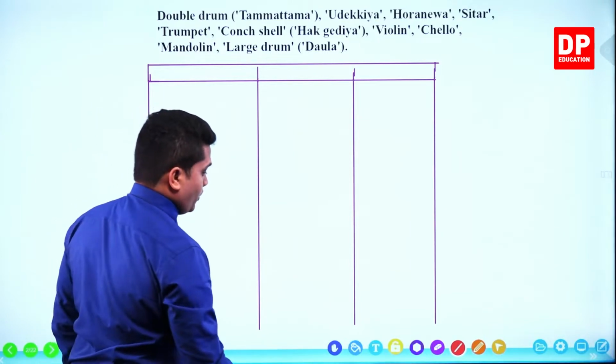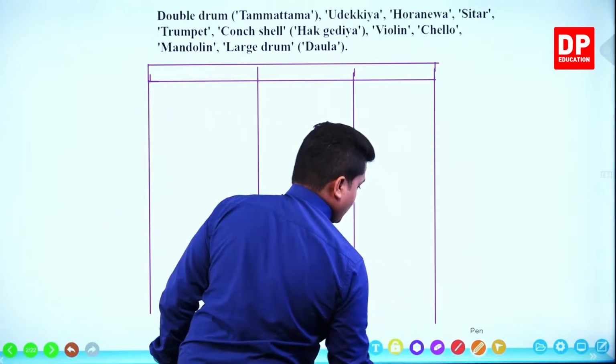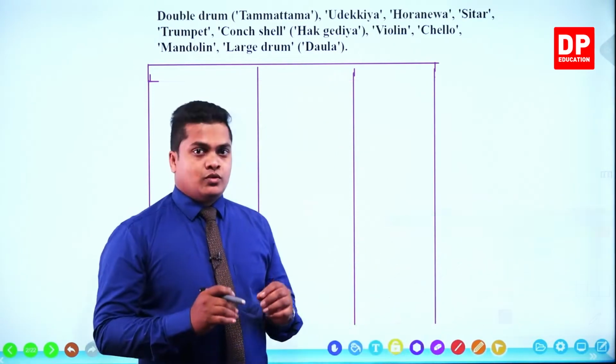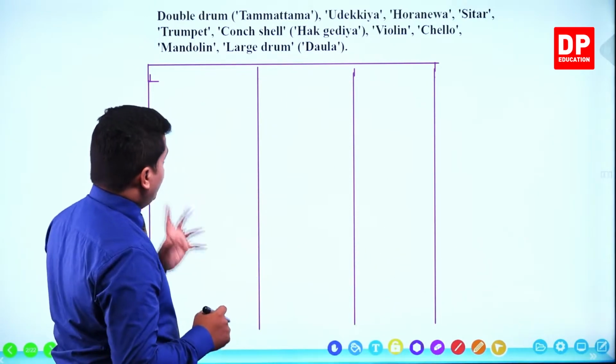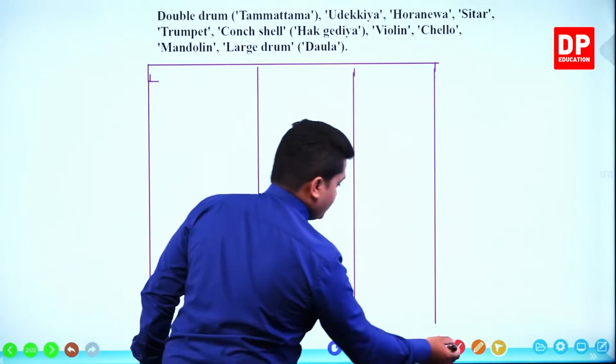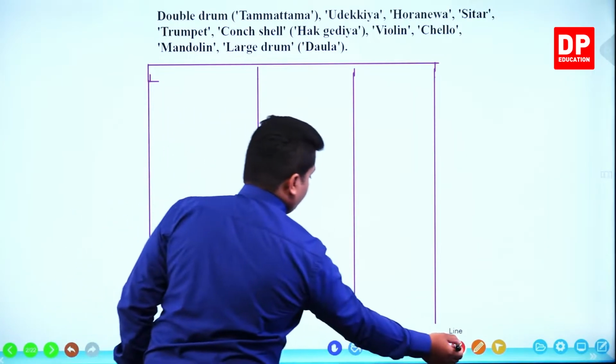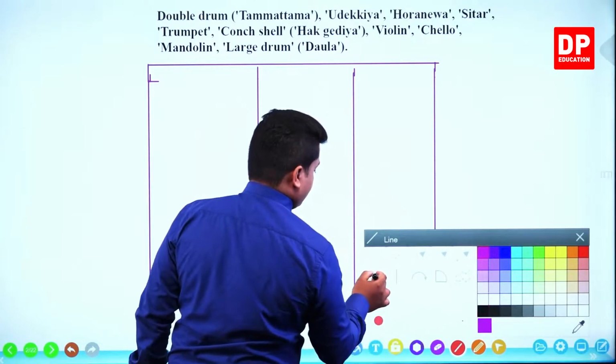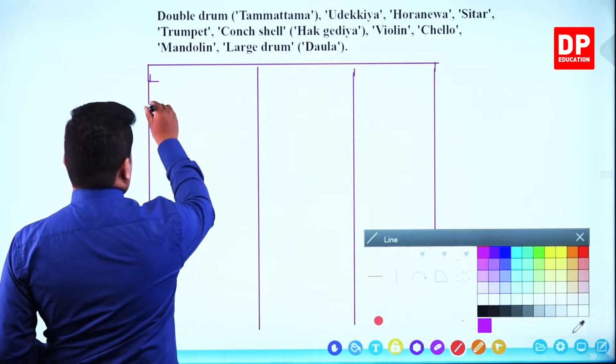Right? So now I am going to name these each columns. So once again, I am going to divide this thing into 3 columns. So now we'll go to categorize each thing. So let's categorize.